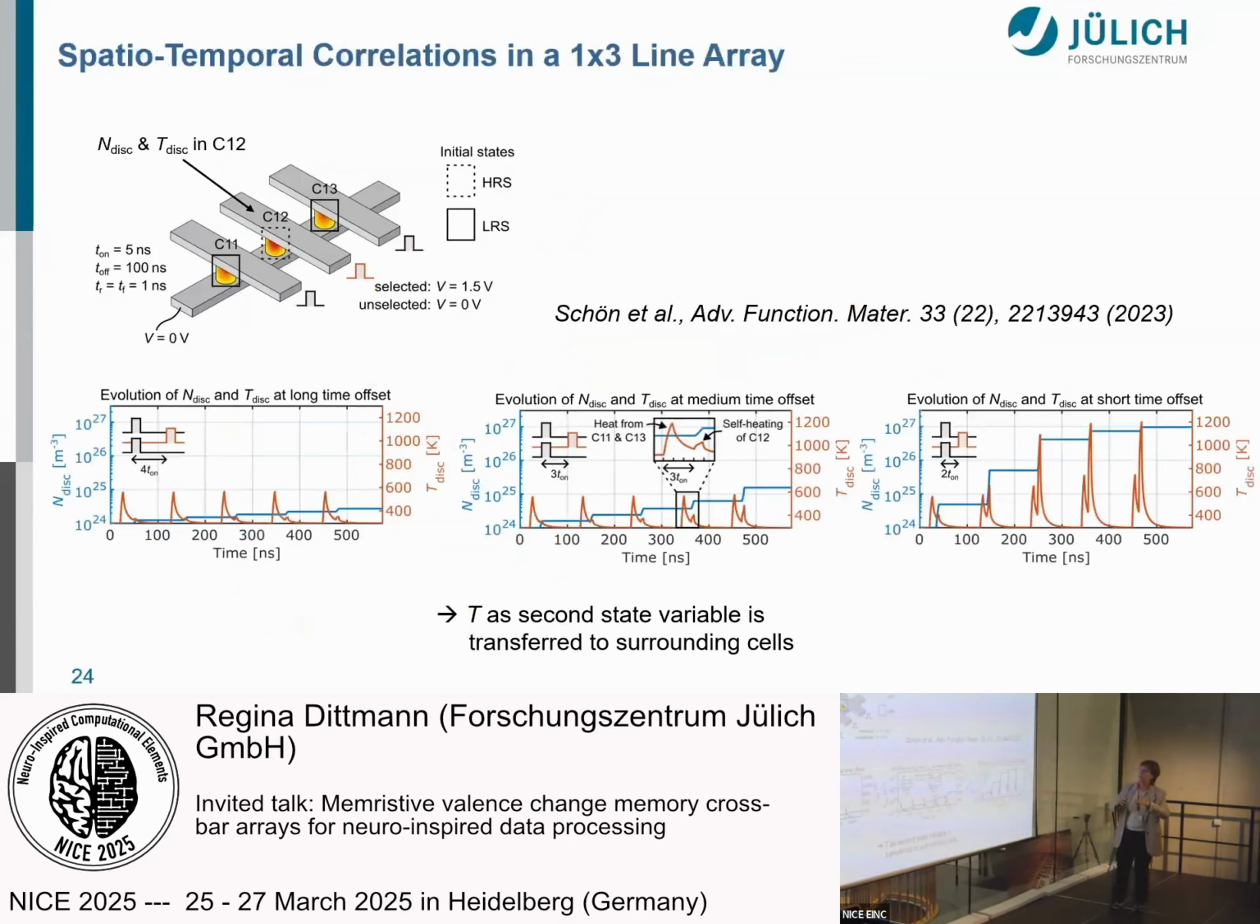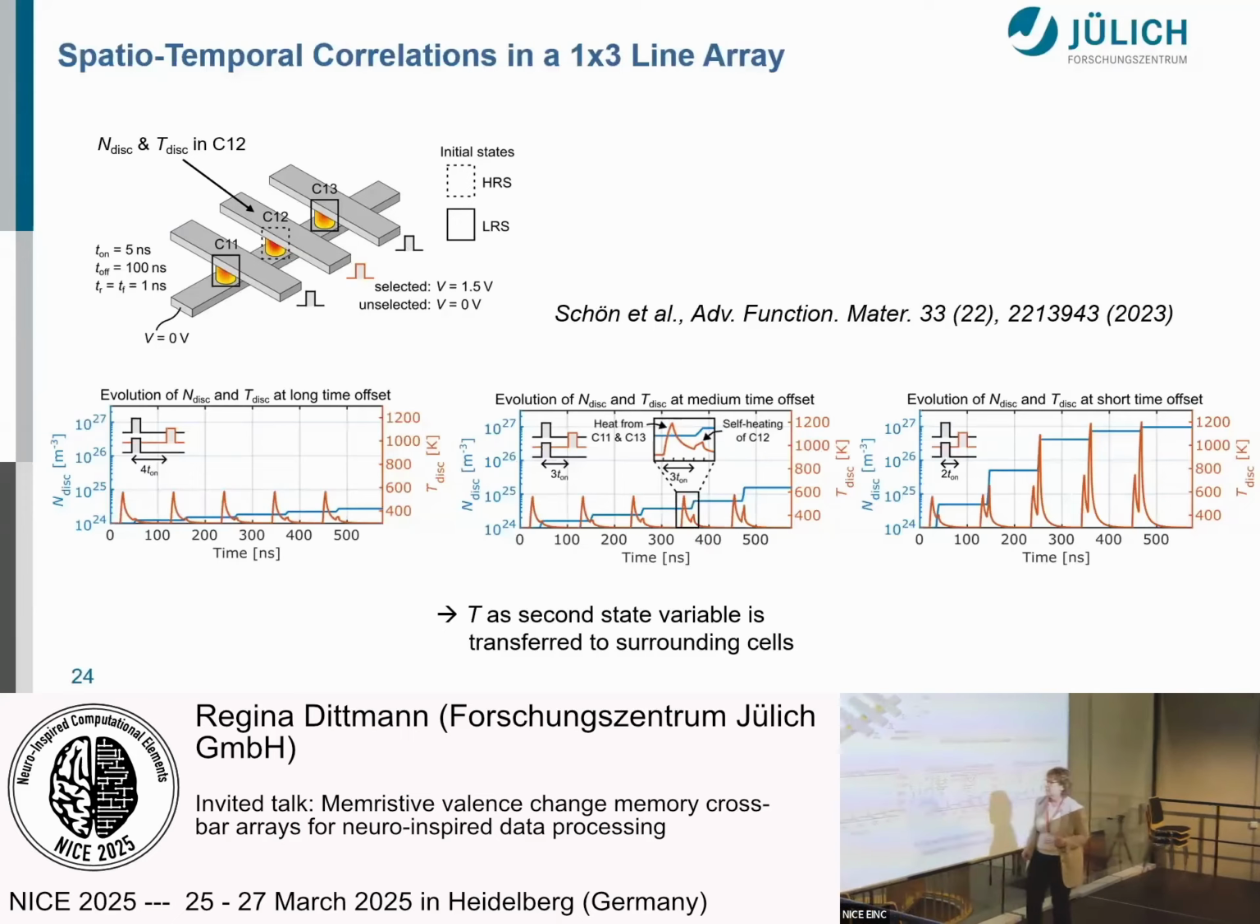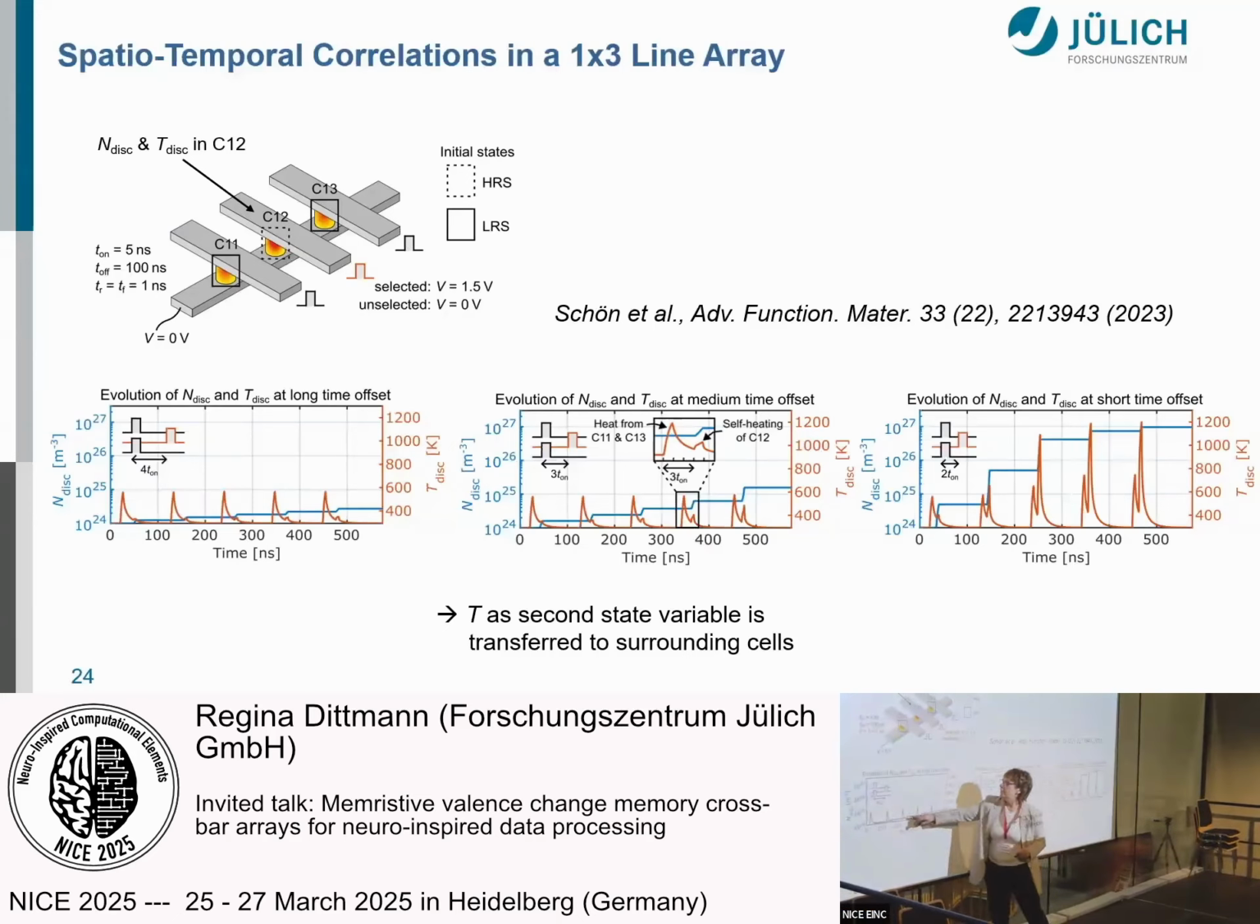So now if we put all things together, the accumulation effect as well as the crosstalk, you can see that the temperature coming from the Joule heating can be regarded as the second state variable of the memristor, transferred by the surrounding cells. So here you see a long time; this is the selected memristor, and these are pulses coming before. So this is the temperature increase coming from the surrounding memristor.